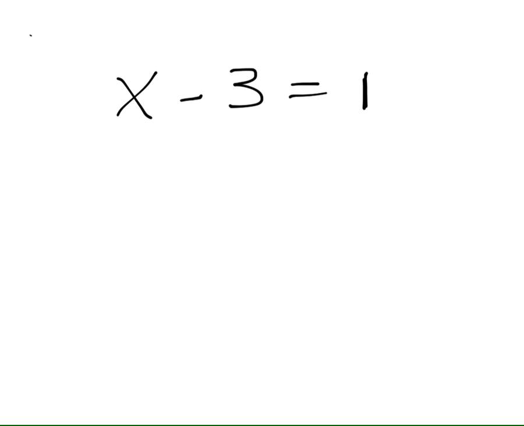And how I do that is I undo whatever's happening to the variable. We call that the inverse operation. Because right now I'm subtracting 3 from the variable. I want to undo that so that I can get it by itself. So what is the opposite, or what is the inverse of subtracting 3?